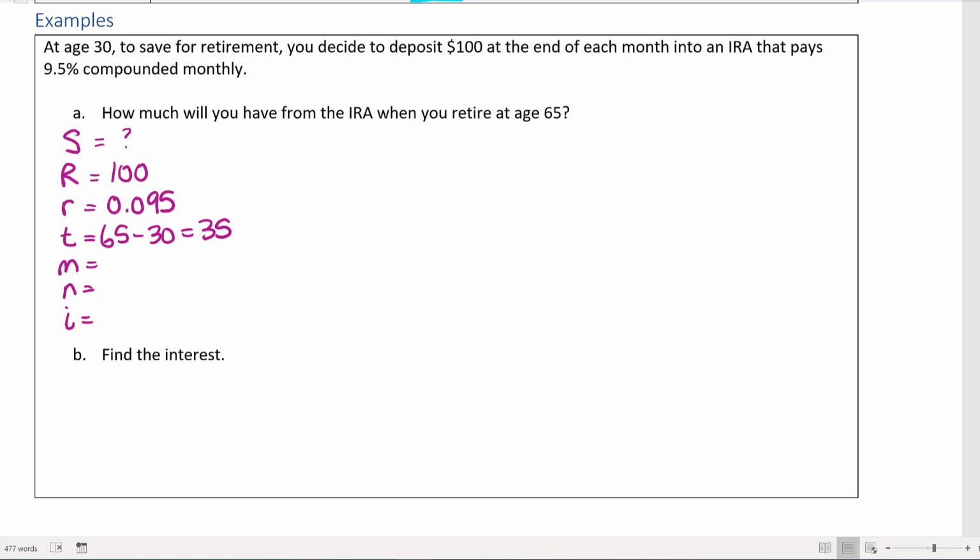Let's see, M is compounding monthly, so monthly would be 12. To find N, I'm going to take M times T, which is 12 times 35, which is 420. You can use a calculator to get that. And then I is going to be R divided by M, which is 0.095 divided by 12. So I need to get a calculator out.